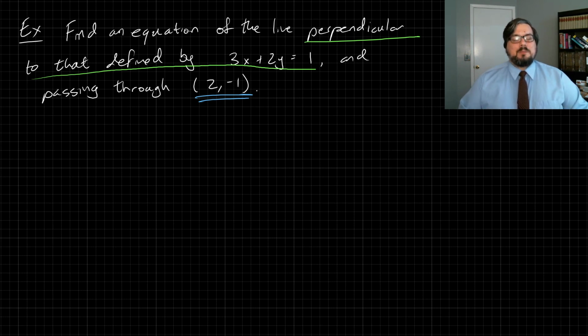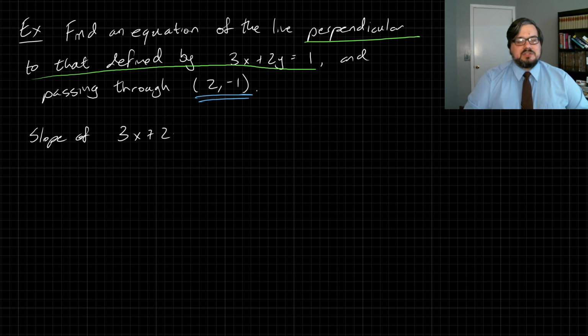We want the line perpendicular to the line defined by 3x plus 2y equals 1. Now we know that two lines that are perpendicular have slopes that are negative reciprocals of one another. Therefore, if we can find the slope of the line 3x plus 2y equals 1, that will tell us what the slope of the line we want is. So let's find the slope of 3x plus 2y equals 1.